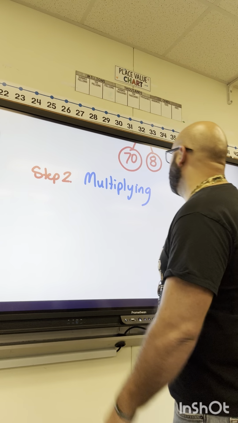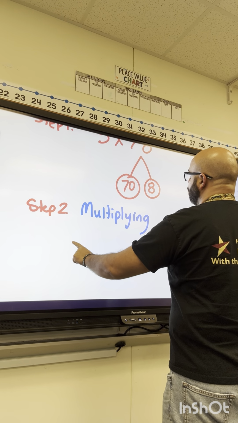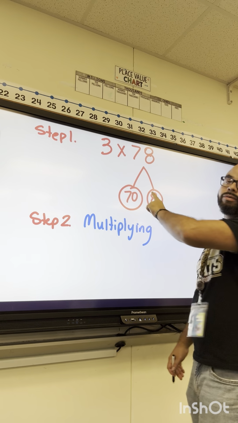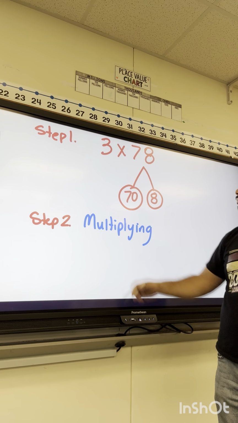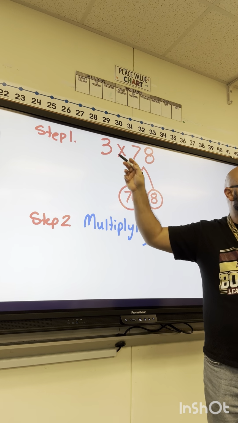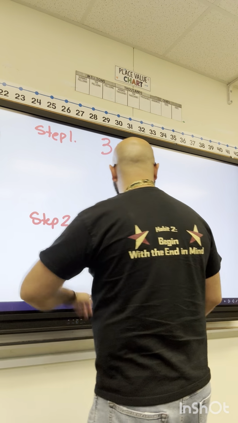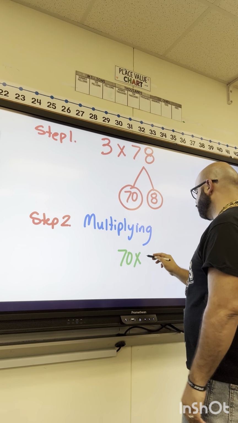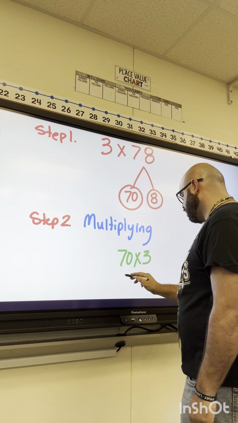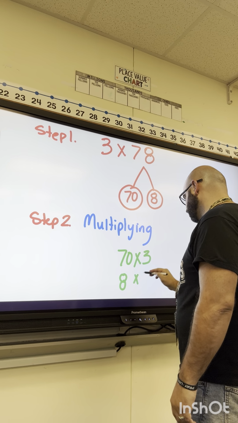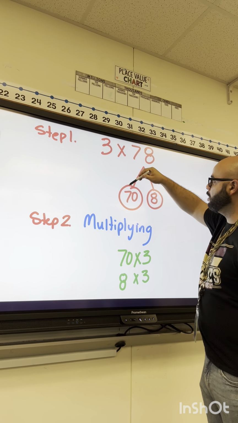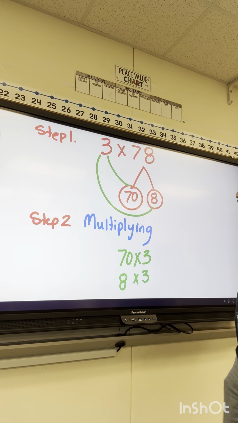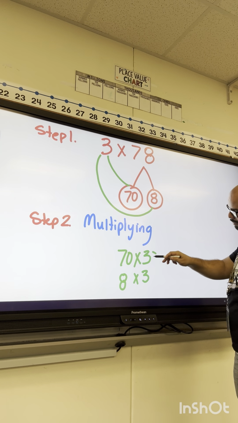So now that you have broken the 78 into its place value, the 70 is going to have a term with the 3, and the 8 is going to have a term with the 3. So now we're just going to rewrite our equations: 70 times 3 and then 8 times 3. You're going to multiply and solve these two.